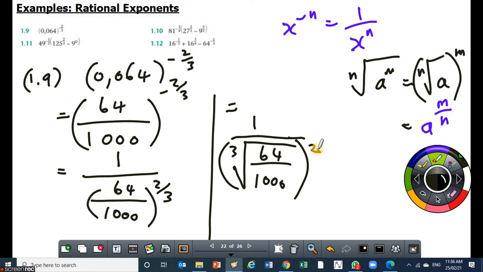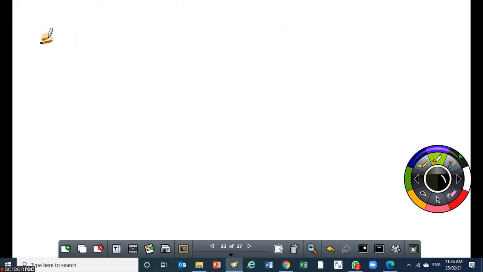The cube root of 64 is 4. 4 times 4 times 4, so this is multiplying 4 by itself 3 times. You get 64. What's the cube root of 1,000? It's 10. 10 times 10 times 10, 3 times, gives you 1,000. You don't need a calculator for that. So this becomes 1 divided by 4 over 10. But now I have to square that.